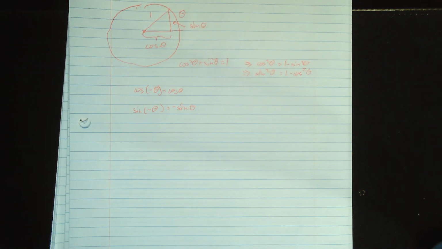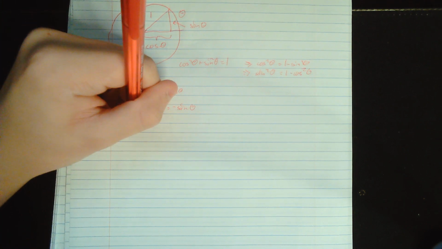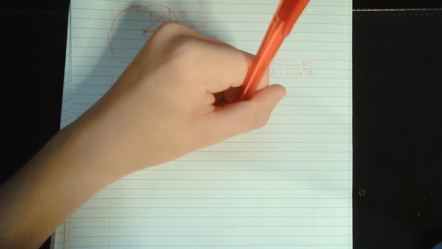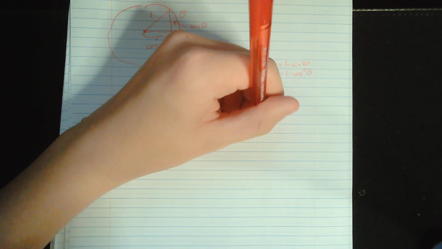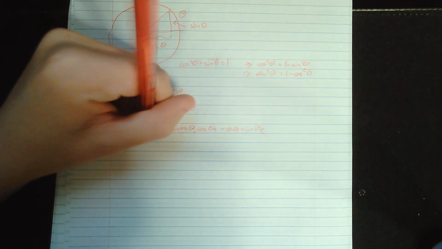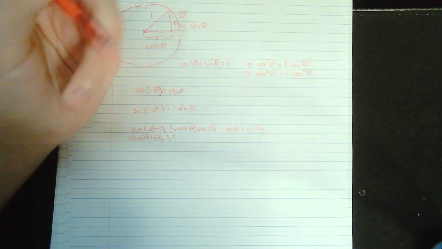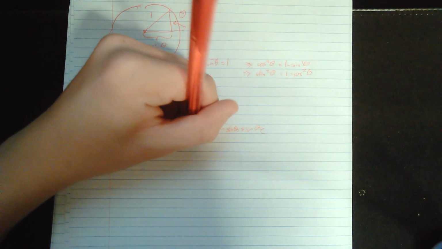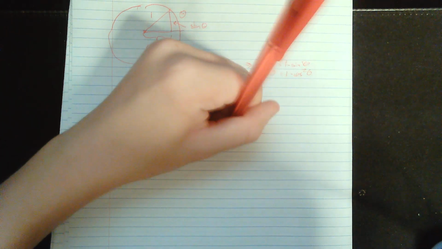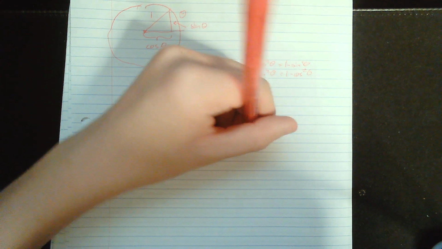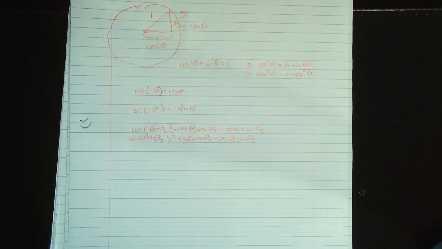Now, knowing our previous information, and I'm going to write them out again, that cosine of theta 1 plus theta 2 is equal to cosine theta 1 cos theta 2 minus sine theta 1 sine theta 2, and that the sine of theta 1 plus theta 2 is equal to sine theta 1 cos theta 2 plus cos theta 1 sine theta 2. Now, we can denote this, and this is going to go a little long, so I might need a second sheet of paper. Or actually, you know what? I'll just do them side by side.